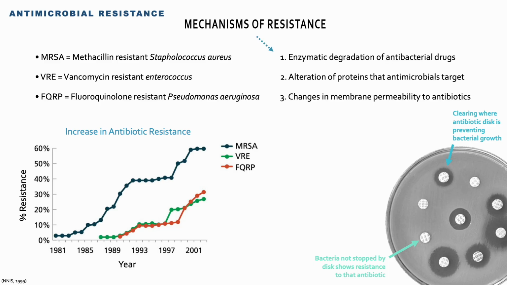Some of the strategies bacteria use to fight antibiotics include enzymatic degradation of the drugs, alteration of the bacterial proteins that the antimicrobial drugs target, and changes in membrane permeability to antibiotics. Antibiotic resistance can either be plasmid mediated or maintained on the bacterial chromosome. I'm going to go over an example of enzymatic degradation of an antibacterial drug, but we have to first talk about how antibiotics work when the bacteria don't know how to fight them.